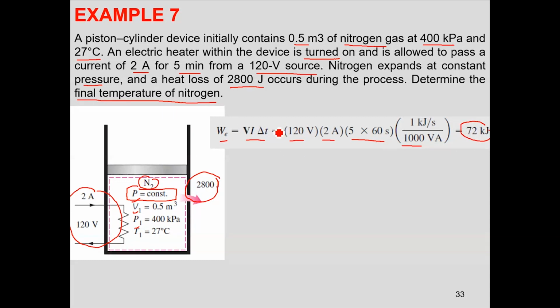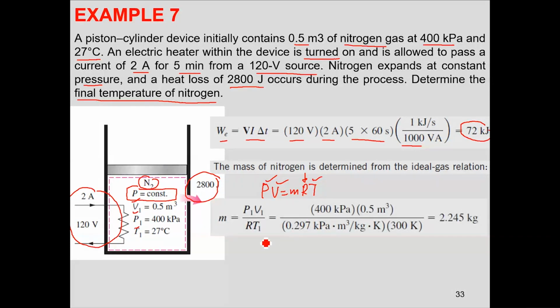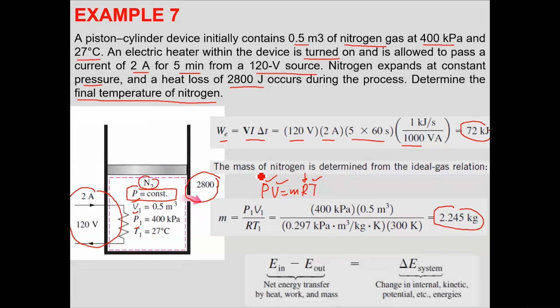If you remember the constant pressure equation, the mass of nitrogen can be determined using the ideal gas equation, which says PV equals mRT. Pressure is given to you, volume is given to you, temperature is given to you, the R value can be found from the table, and once you find it, you can determine the mass of your system to be 2.245 kgs.